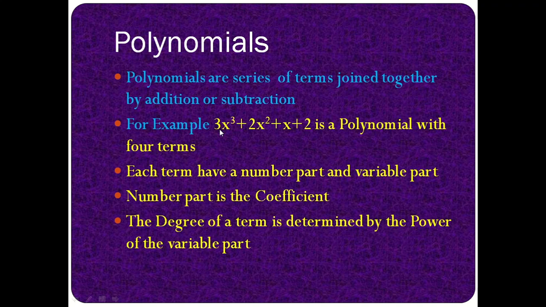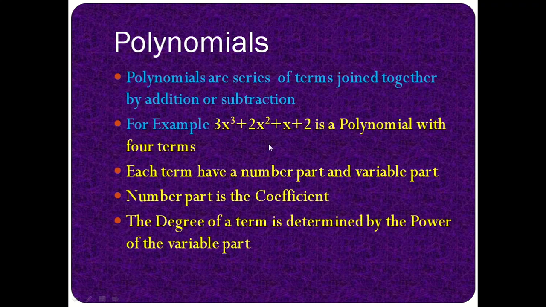So here 3 is the number part, x cube is the variable part, here 2 is the number part, x square is the variable part, here x, but actually the coefficient is 1. 1 is the number part. The number part is called coefficient. So 1 is the number part or coefficient and x is the variable part. Here we are having only the number part, but there is a variable part. The variable part is x raised to 0. And you know that any value raised to 0 is equal to 1. So it is implied here.